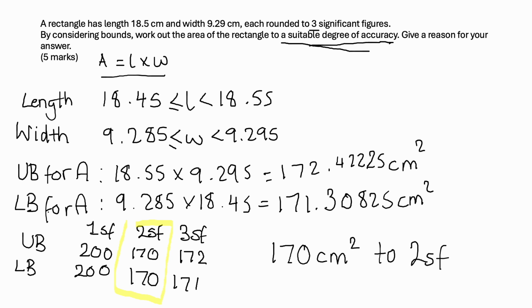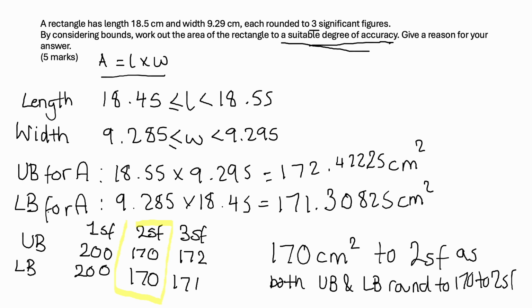And then we can just say as both upper bound and lower bound round to 170 to 2 significant figures. Excellent.